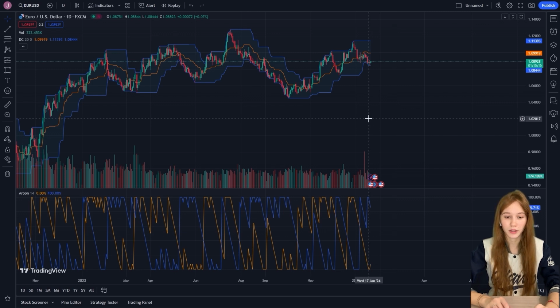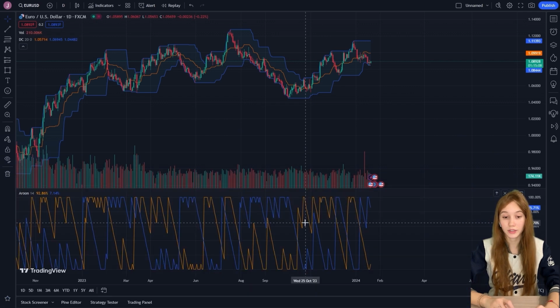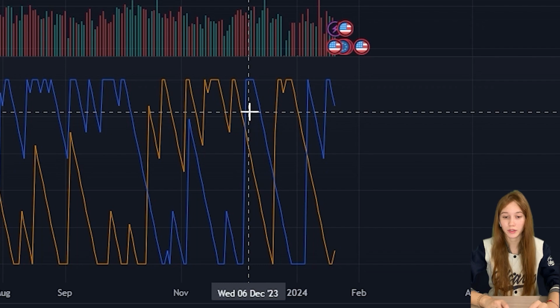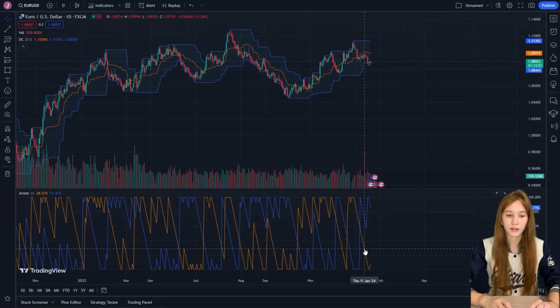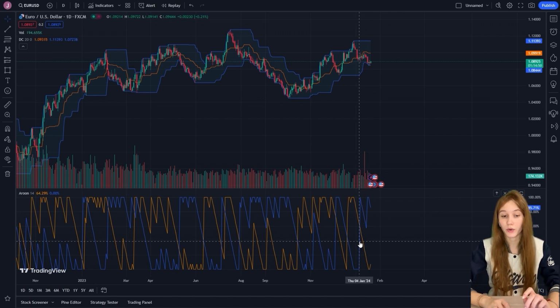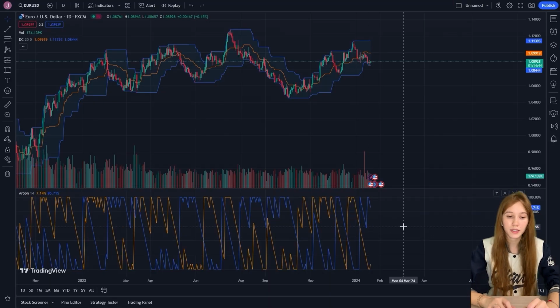So the first one is Aroon. You'll see this at the bottom of the screen. It's quite a unique technical oscillator consisting of two lines: the Aroon up line, blue, and Aroon down, orange. The indicator is based on a certain period of time, which can be changed. Often the value of this period is 14. Many people leave it as the standard. Let's leave it like that.